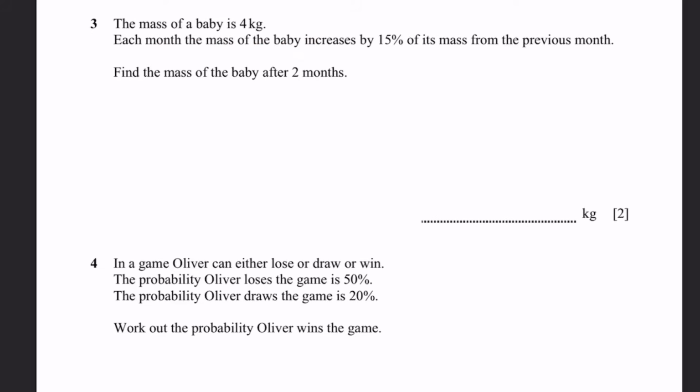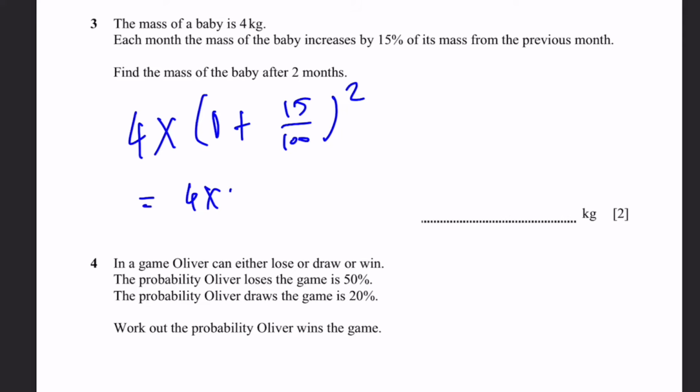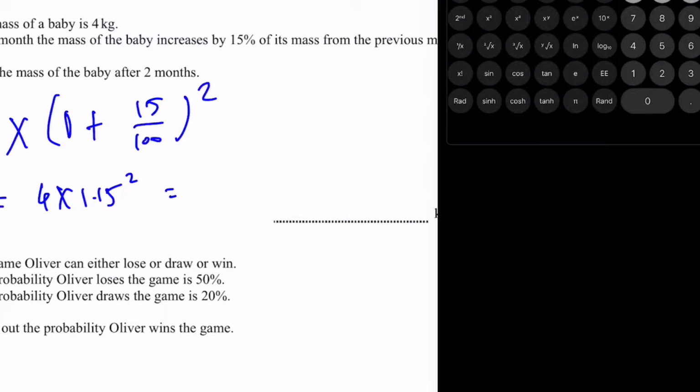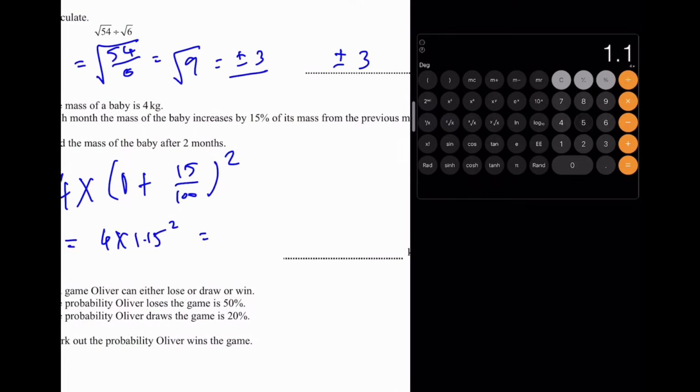So over here, the mass of the baby after 2 months will be equal to 4 times (1 plus 15 by 100) the whole squared. Now that will be equal to 4 times 1.15 squared, and doing this on the calculator, 4 times 1.15 squared is equal to 5.29 kilograms. That'll be our answer.